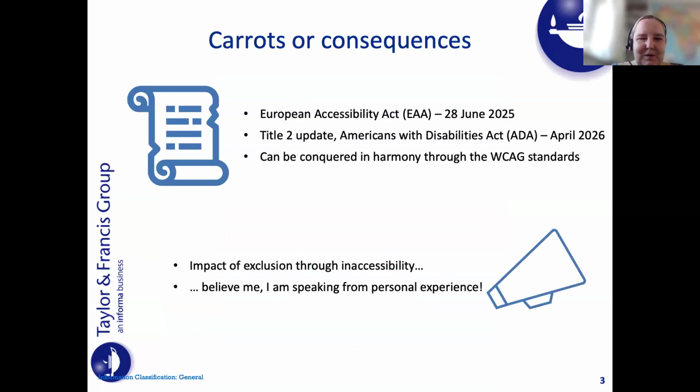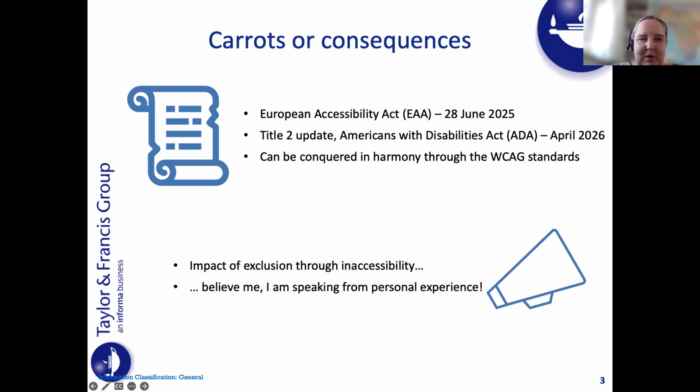Carrots or consequences. So a question that comes up a lot, more than you would think it would, is why make your content accessible? Either because it's the right thing to do, or because it will drive business your way, or because changes in standards and legislation will soon be upon us all. TNF has been moving forward on accessible publishing for over 10 years now, and we like to think our work complements as well as adheres to the various legislations and standards.